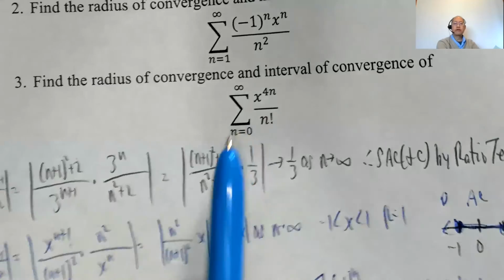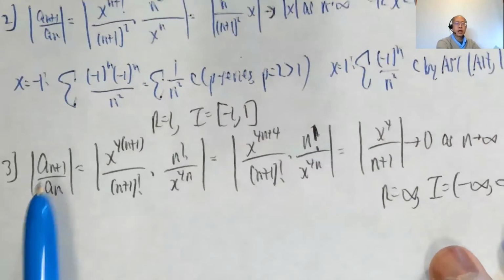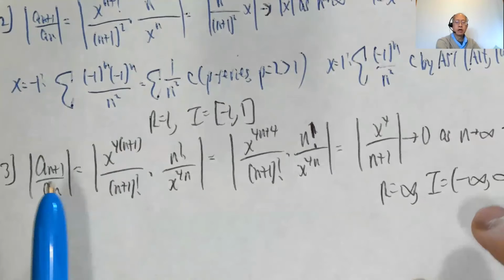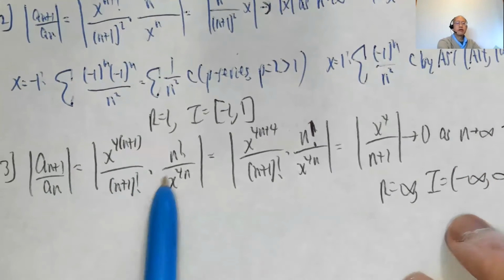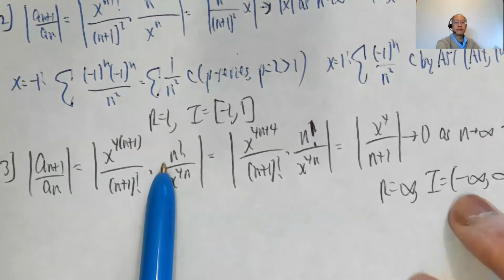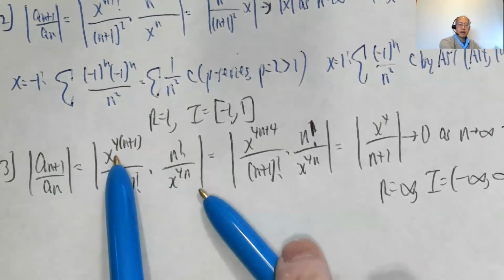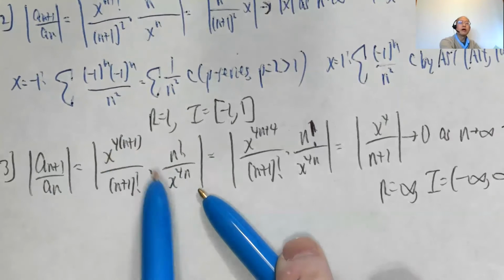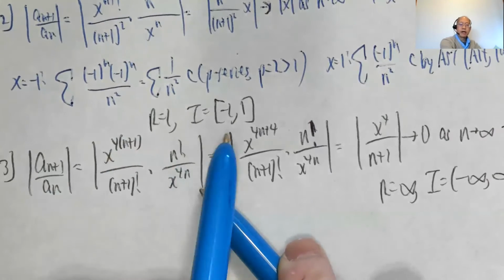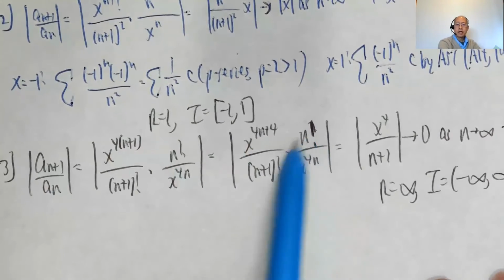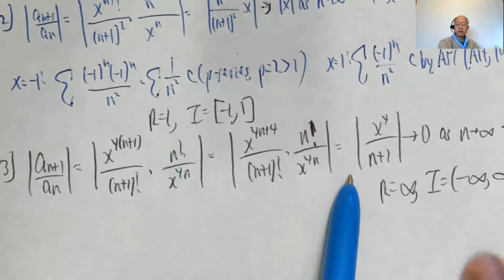Okay, x to the 4n over n factorial. Absolute value of a sub n plus 1 over a sub n: x to the 4 times (n plus 1) over (n plus 1) factorial, divided by the original, which means multiplied by n factorial over x to the 4n. And this divided by this is x to the 4n plus 4 minus 4n. So that's just going to be x to the 4th. And these two give me an n plus 1 in the bottom.